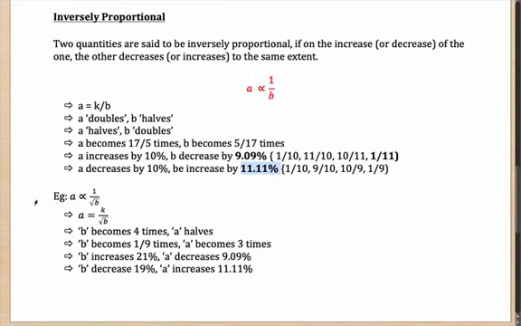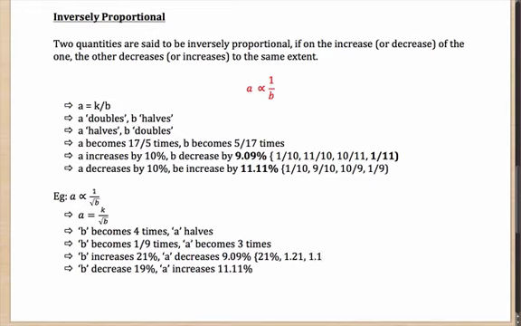Very similarly, looking at something slightly more complicated, when A is inversely proportional to root of B, or A is equal to K by root B, what does that mean? That means when B becomes 4 times, root of B becomes 2 times and A halves. When B becomes 1 by 9 times, that means root of B becomes 1 by 3 times, A will become the reciprocal or 3 times. If B increases by 21%, that means it is becoming 1.21 of the original.